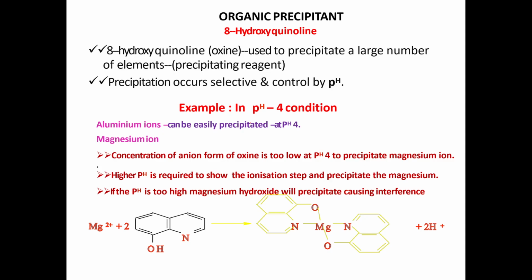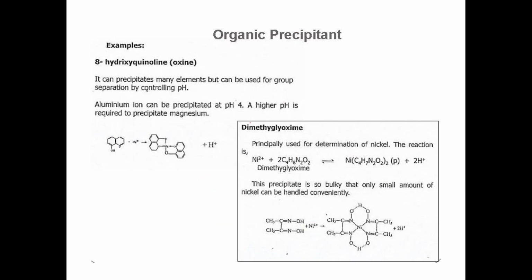If the pH is too high, magnesium hydroxide will precipitate, causing interference. So in this situation, we need to make sure the pH condition is 4. If the pH is higher, we need another precipitant. So another compound will become the interference or impurities to the main product that we need. So this is the same explanation. You can read it on your own.